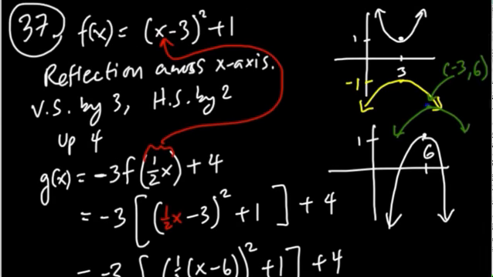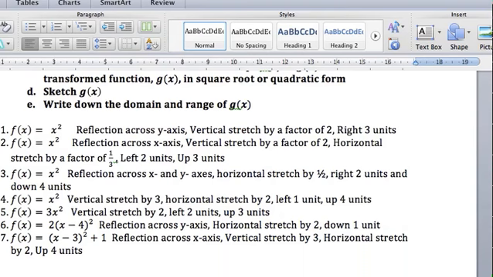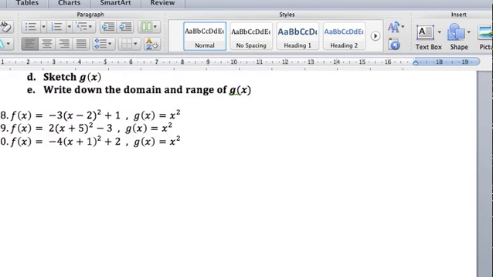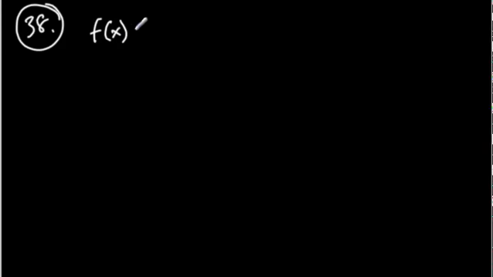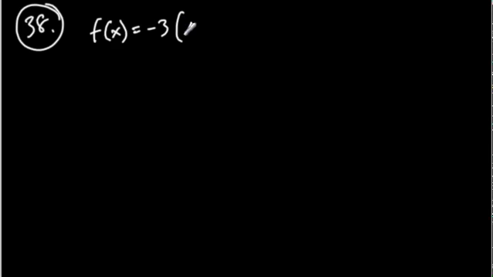Now we have 3 more problems. Let me go back here, white. So 38, let's go here. 38 is, so now this is kind of like one of those backward problems, and I'll explain what I mean by that in a second. So here we're trying to go from f to g over here. So let's just do that. So f is -3 (x - 2) squared plus 1. And we're trying to get to g of x, which is simply x squared.